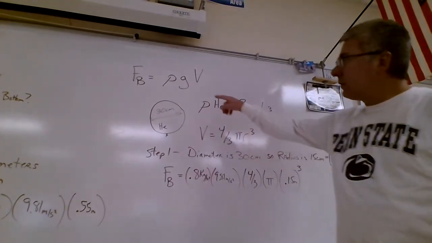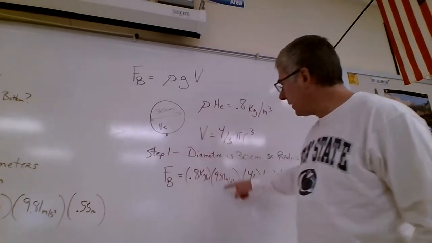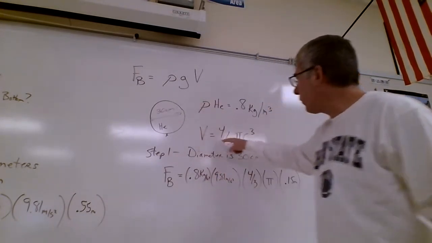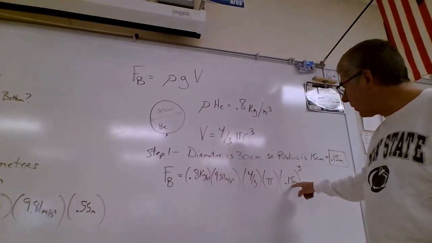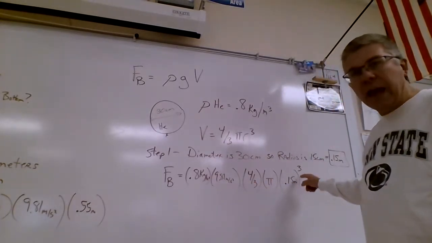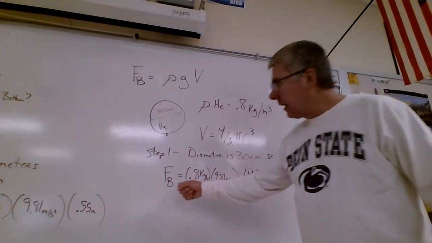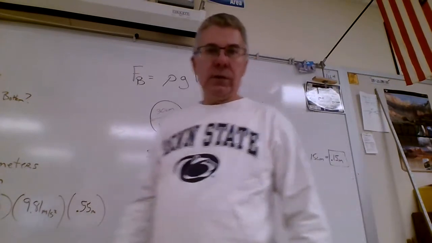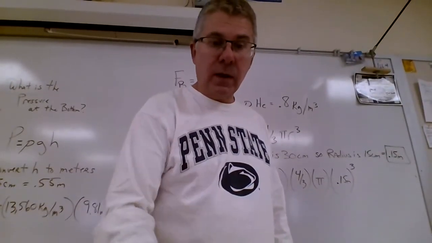Then we get our buoyancy force formula. Density, 0.8. Gravity, 9.8. Volume, 4/3 pi r cubed, so it's 4/3 times pi times 0.15 meters, and we cube it. You have to cube it. If you don't cube it, you're going to get it wrong. Throw all that together, and that answer will be in newtons. Okay, so that is 3 questions that you need to know from the first chapter.